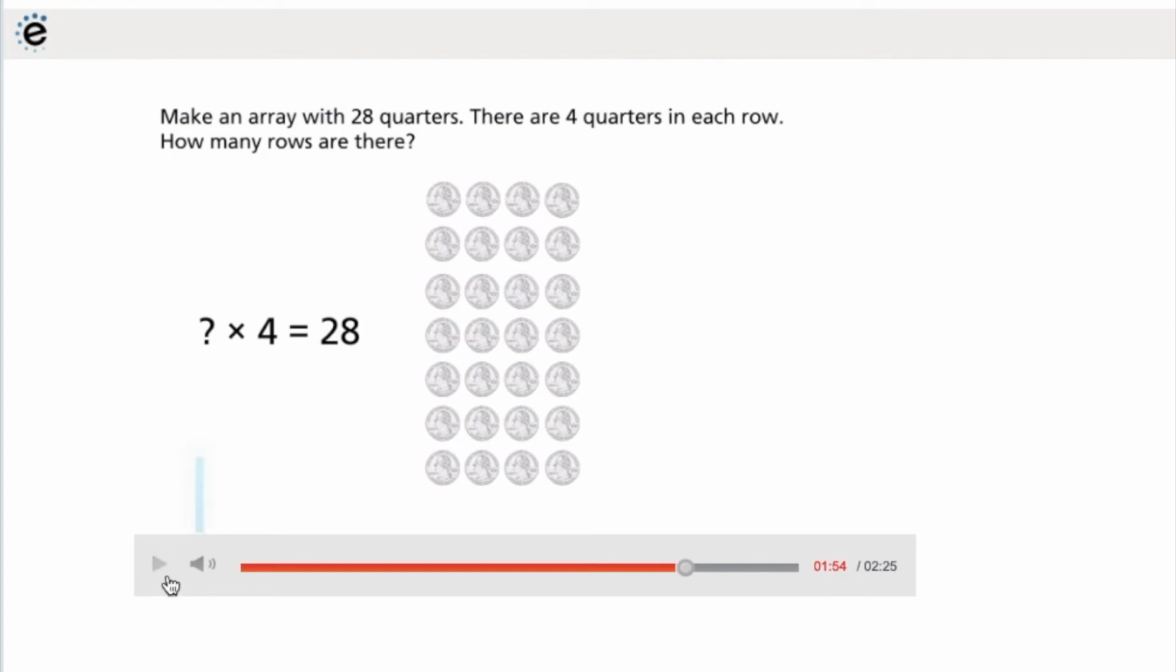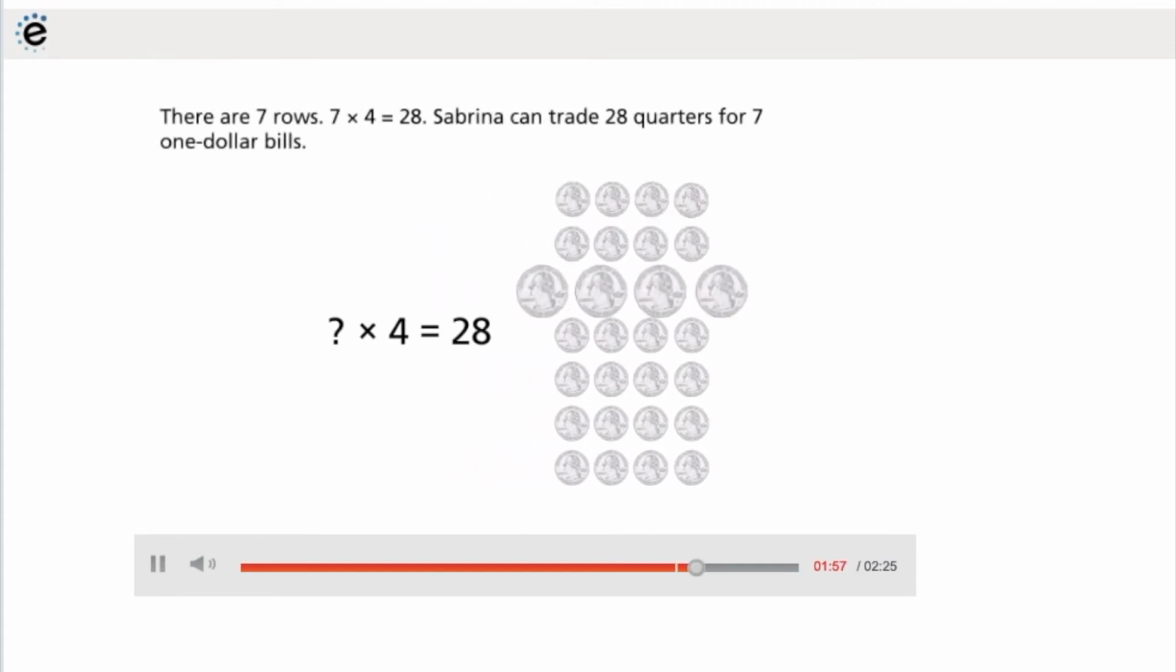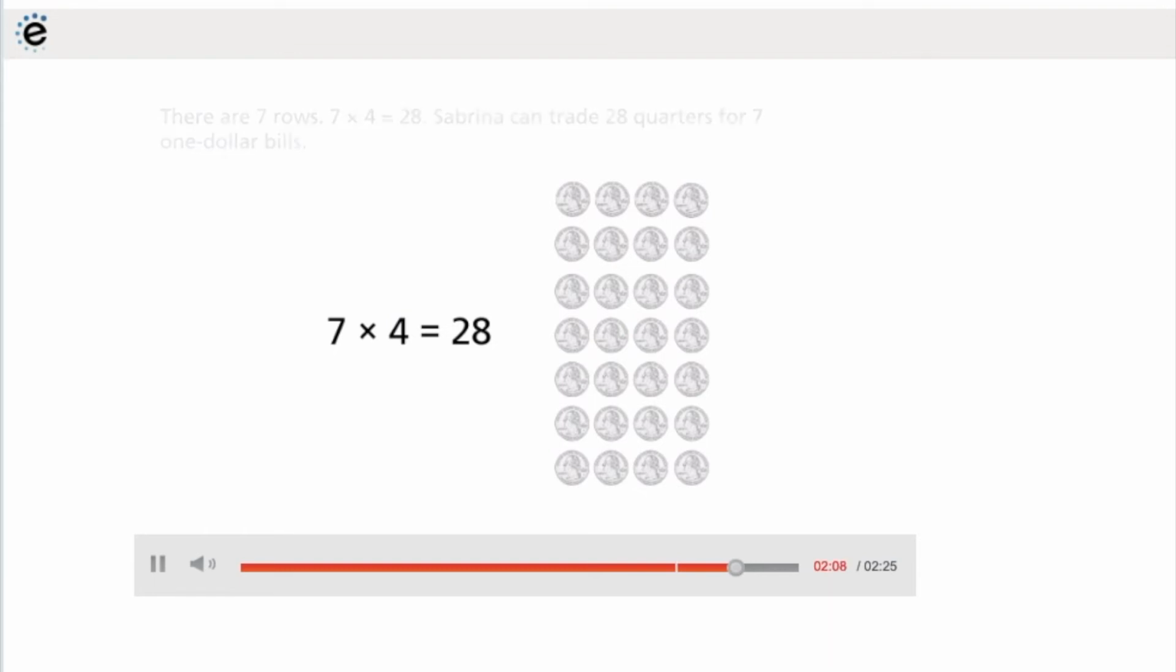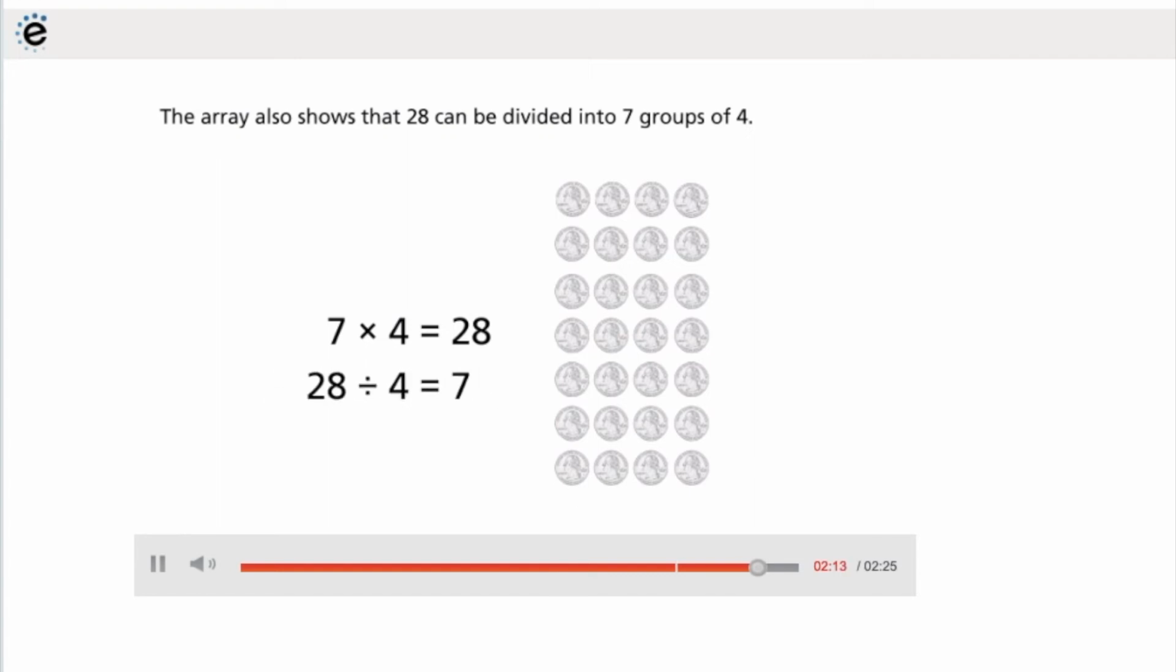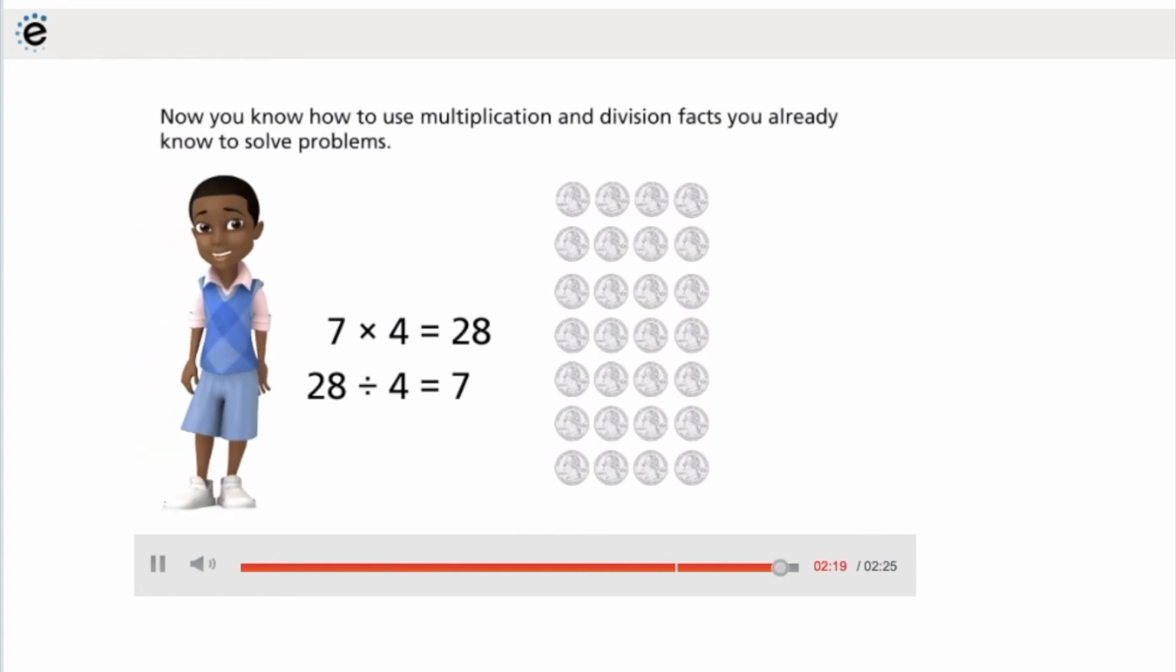Yay! There are 7 rows. 7 times 4 equals 28. Sabrina can trade 28 quarters for 7 $1 bills. The array also shows that 28 can be divided into 7 groups of 4. Now you know how to use multiplication and division facts you already know to solve problems.